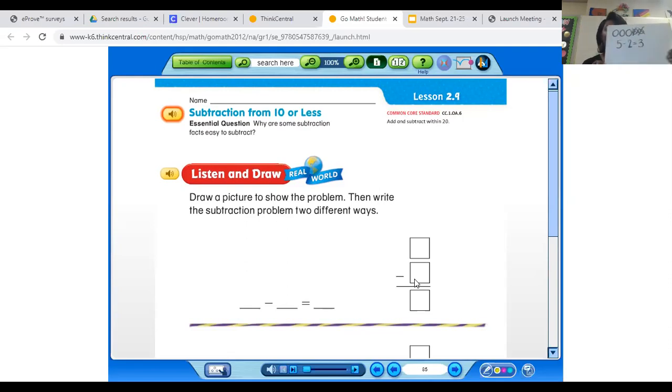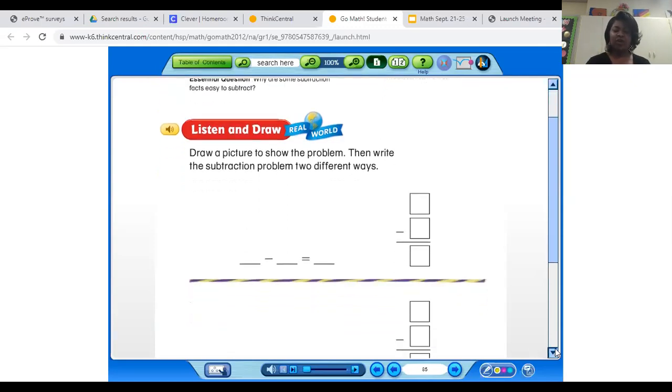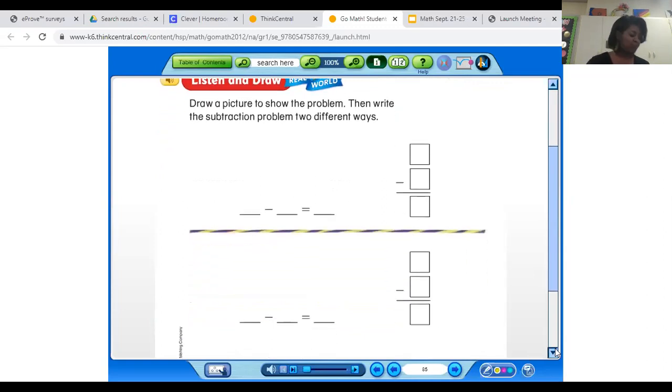Very good. Now, how do we write that vertically? 5 minus 2 equals 3. So that's why we have the box right here. 5 minus 2 equals 3. So let's look at the one at the bottom. We're going to listen and draw for this one right here.